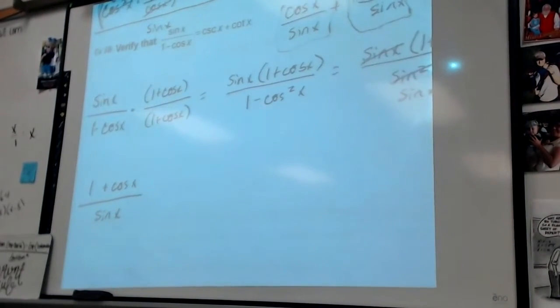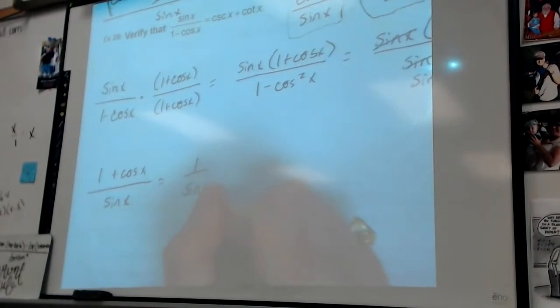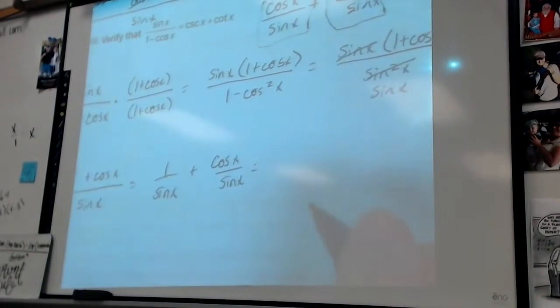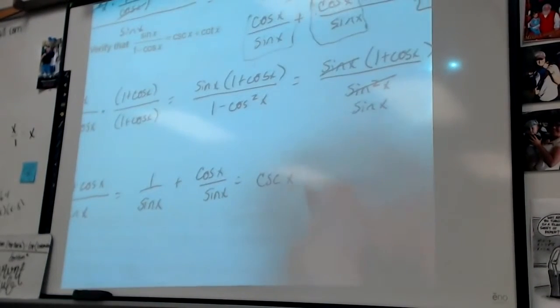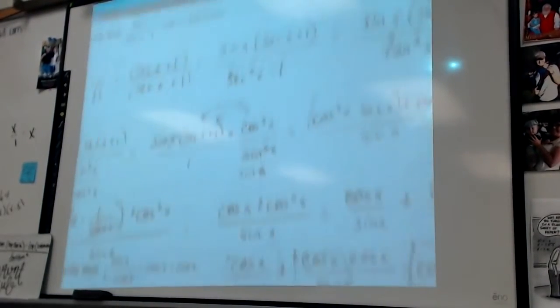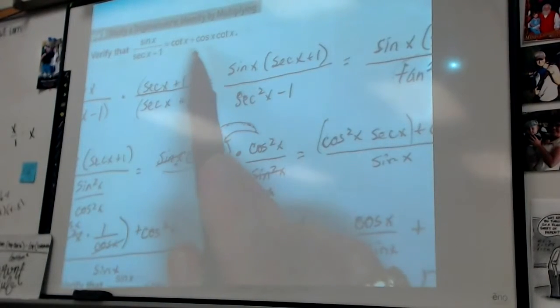So now what? Make it two different separate fractions. Good, Corey. Make it into 2 separate fractions with the denominator sine x. So 1 over sine x plus cosine x over sine x. So what's 1 over sine x? Cosecant x. What's cosine over sine? Cotangent x. And is that what we are supposed to get? Yeah. Wait, where's the cosine at?